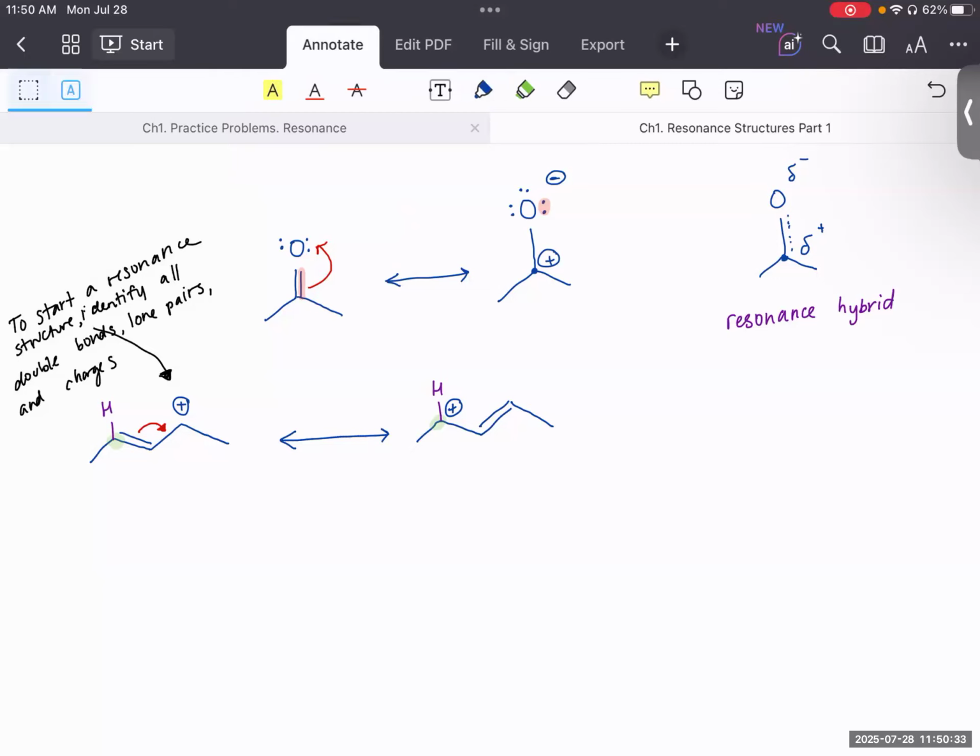If we were to draw in the resonance hybrid, again we're going to draw out the base structure, and then we're going to draw a dotted line anywhere where we had a double bond at any point in the structures. This represents a partial double bond character. And lastly, we want to add in those deltas. We're going to add a delta positive to both of the carbons that had a positive charge at some point within the resonance structures.